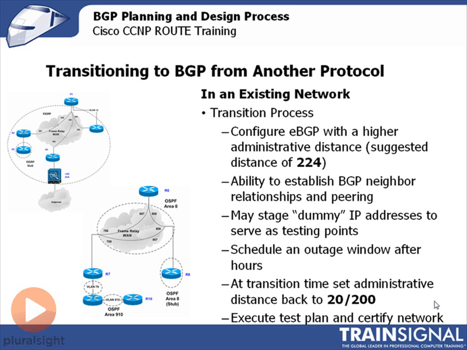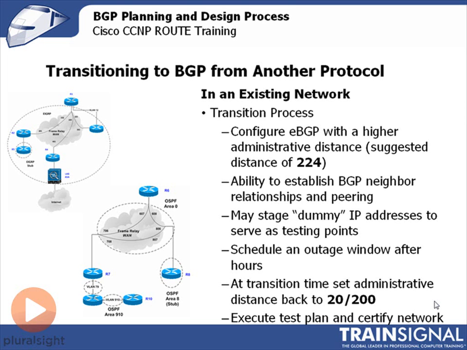One of the things about having this higher administrative distance is you can go ahead and establish your BGP peering relationships. They can be up, they can be functioning, and they're not going to impact the routing of your network. You may be able to use just some dummy IP addresses from a completely unused range as a test point. Once the neighbor relationships are up, everything's functioning, and you're verifying the reachability that you want, then you can schedule your outage window, and then you can set the administrative distance back on your eBGP routers to 20 and on your iBGP routers to 200, or you could just leave them as they are.